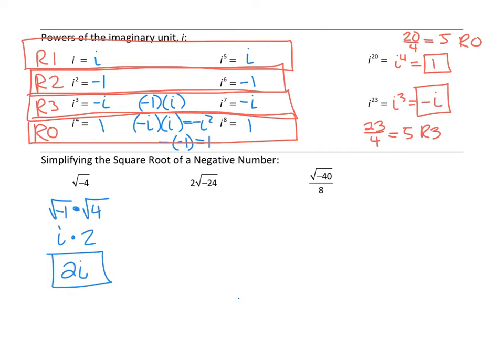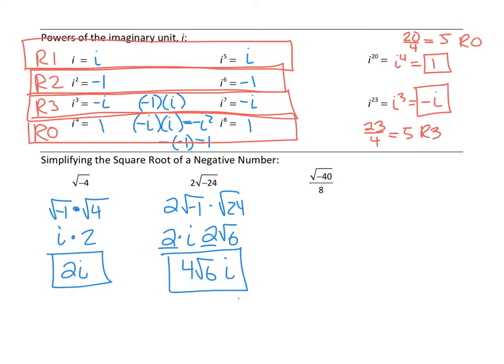2 times the square root of negative 24 is going to be 2 times the square root of negative 1 times the square root of 24. We simplify our radical like normal, and the square root of 24 is 2 root 6. And we already have the 2 out front. The square root of negative 1 is i. And so the 2 and the 2 make 4, square root of 6, and we put the i at the end. So 4 root 6 i.